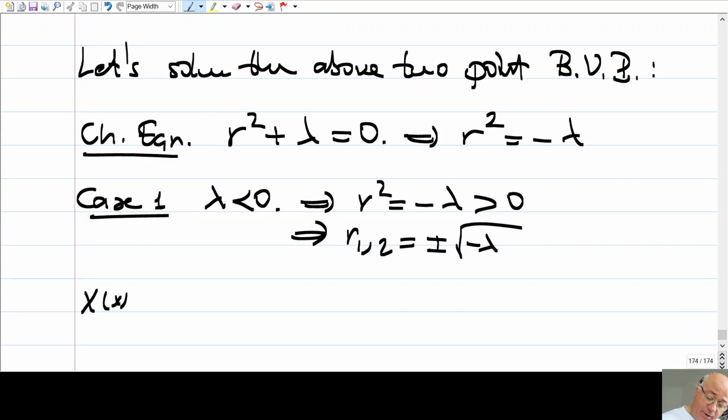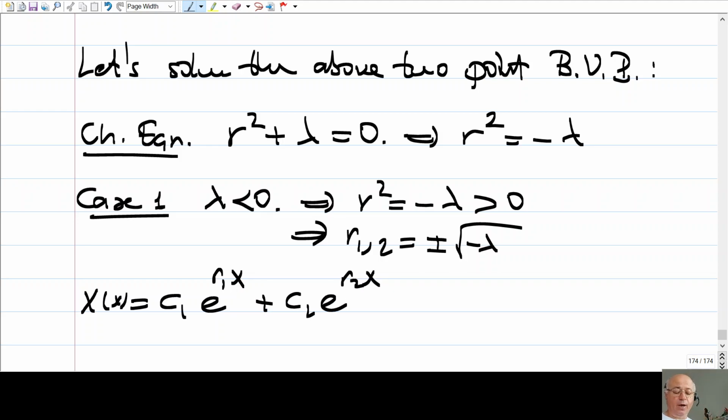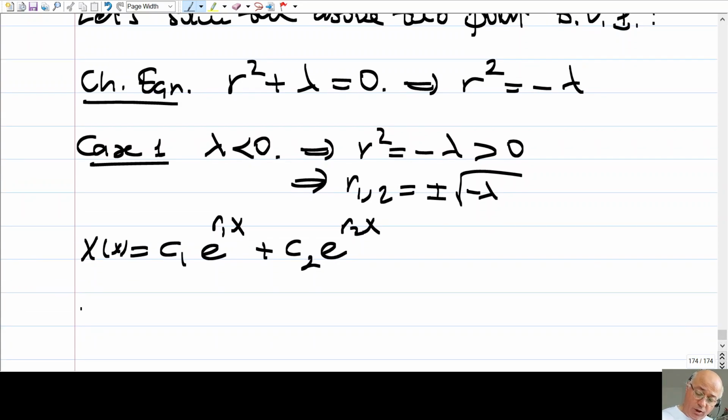So x of x would be just, okay, let me write it this way, c1 e to the r1 x plus c2 e to the r2 x. r1 and r2 are just plus minus square roots, okay? All right, how can I find c1 and c2? Well, let's use the boundary values.